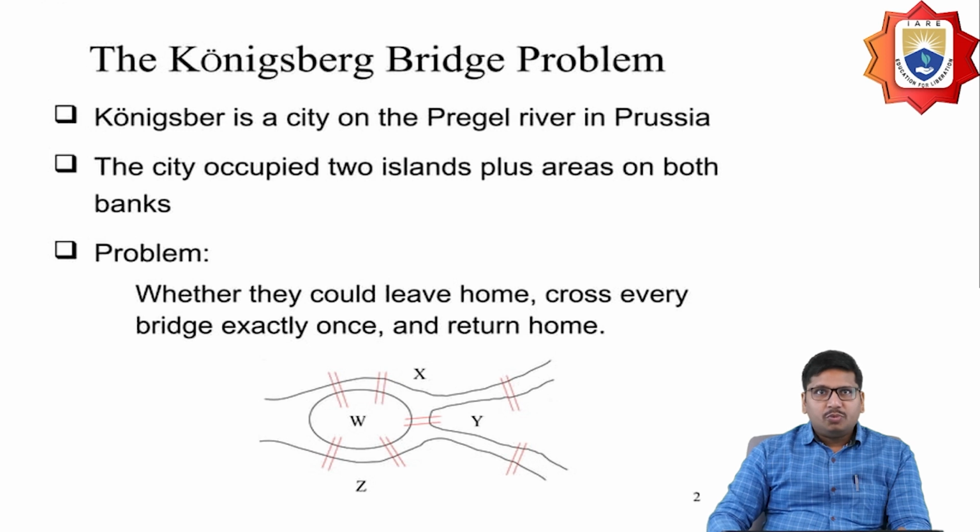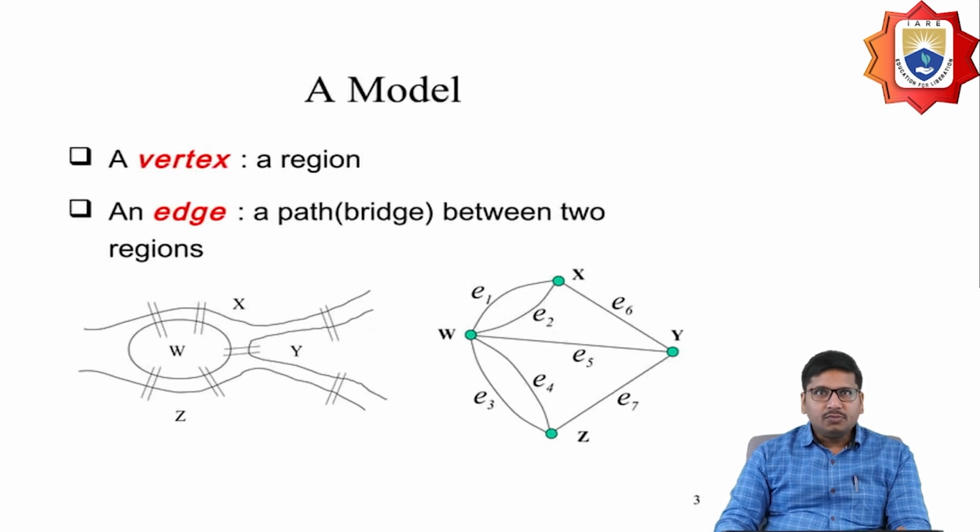The Königsberg bridge problem is one of the famous problems. The city is occupied by two islands plus areas on both banks. How is this problem to be overcome? It can be solved through the concepts of graph theory. In this model, each region is considered as a vertex, and the path or bridge between two regions is considered as an edge.